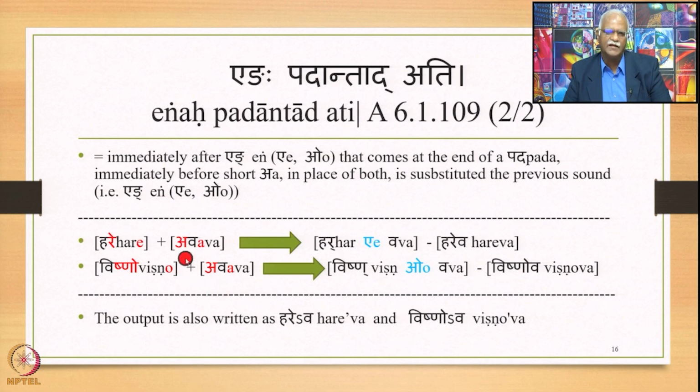And also the right hand environment could be any vowel. But in this case it has to be only a, the right hand side environment, and this a has to be at the end of a pada, that's all. Once again, very restricted, very limited environment in this particular sutra applies.